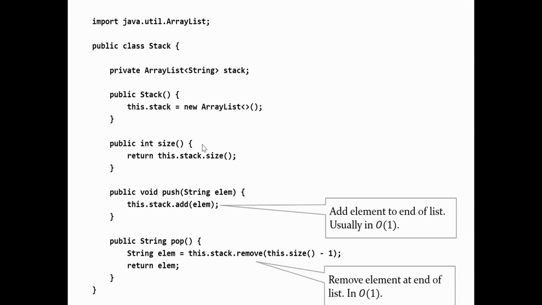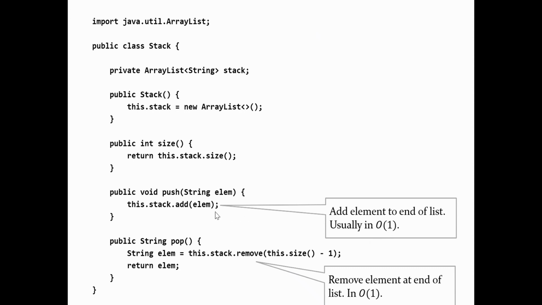It's useful to know how many elements are in a stack, so it's useful to implement a size method for your stack. So how many elements are in the stack? Well, it's just the number of elements in the list. How do I push a string onto the stack? Well, I just add an element to the end of the list. How do I pop an element from a stack? Well, I just remove the last element, so I can just remove the element at size minus 1. For an array list, when you remove an element at the end of the list, that occurs in constant time, so that's O(1).